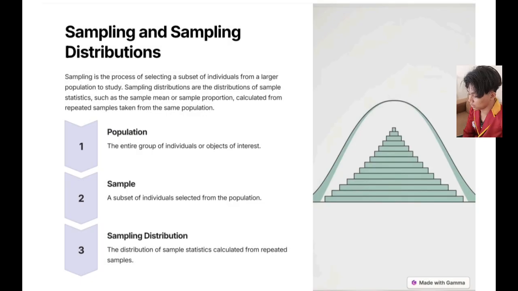Sampling and sampling distribution. Sampling is the process of selecting a subset of individuals from a larger population to study. Sampling distributions are the distributions of sample statistics, such as the sample mean or sample proportion, calculated from repeated samples taken from the same population. Number one, population: the entire group of individuals or objects of interest. Number two, sample: a subset of individuals selected from the population. Number three, sampling distribution: the distribution of sample statistics calculated from repeated samples.